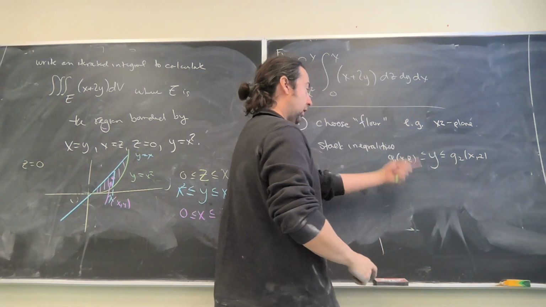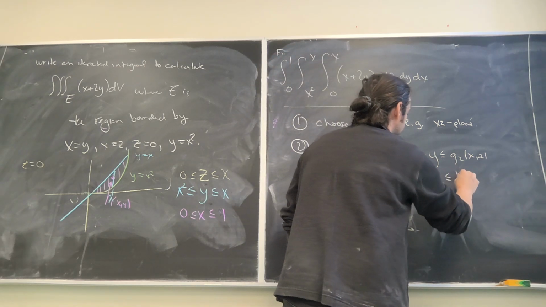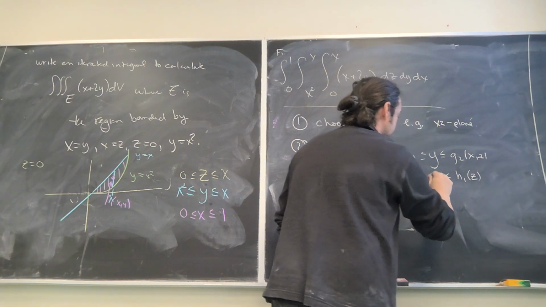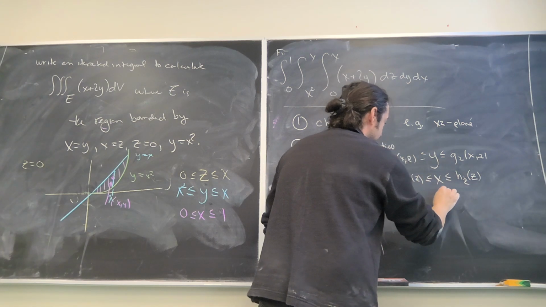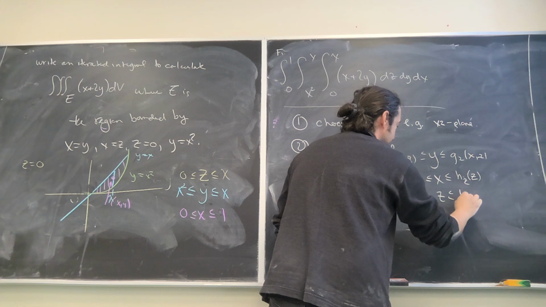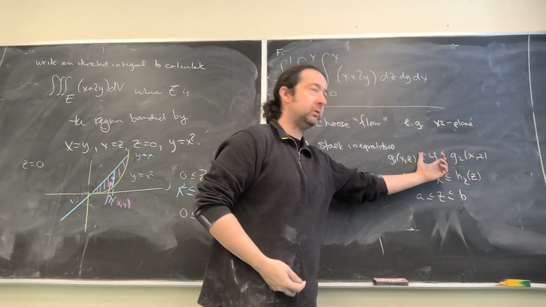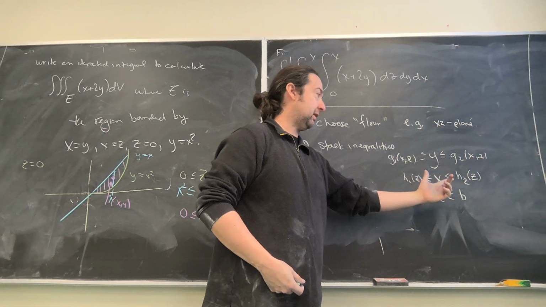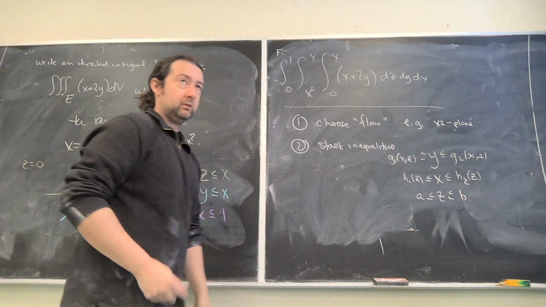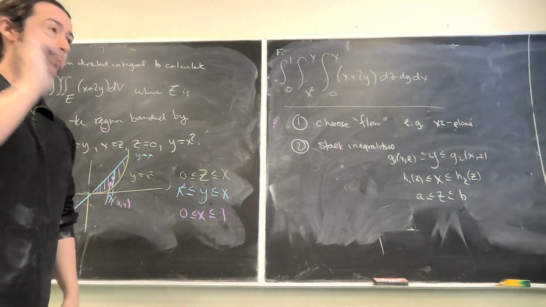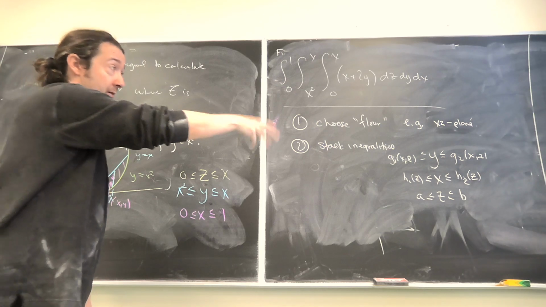And then one of the variables has to be stuck between the others. So maybe we have x stuck between an h1 of z and an h2 of z. And then z has to be stuck between two constants. So you have to have 2 variable dependence, at most 2 variable dependence, at most 1 variable dependence, and then constants. Generally, that's what every one of these exercises is going to look like for anything we can actually do, this translation from a region into a problem we can integrate.